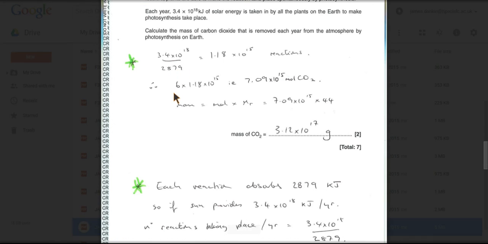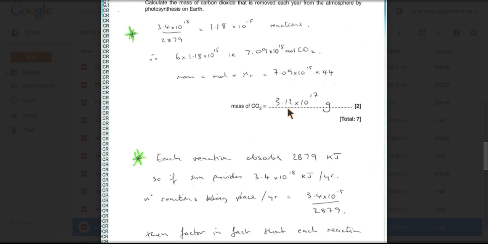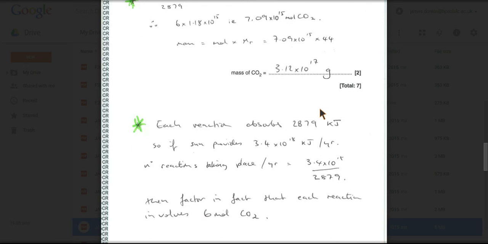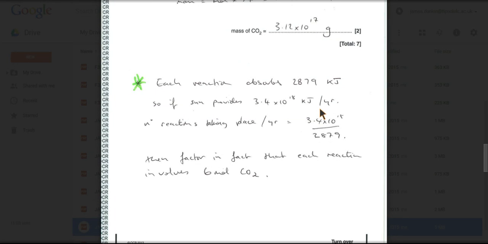So I've multiplied the 1.18 times 10 to the 15 by 6. So we've got that many moles of CO2, and now we multiply by the Mr of CO2, which is 44, and it comes out at 3.12 times 10 to the 17 grams of CO2 per year. And there's the solution. I've written it up there.